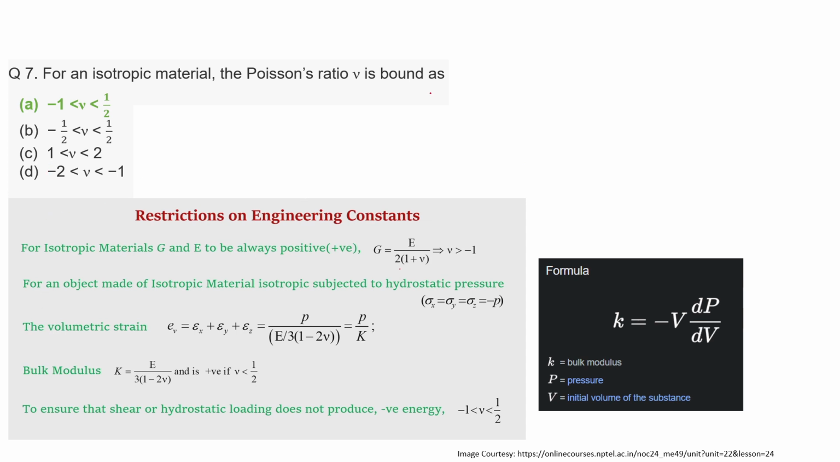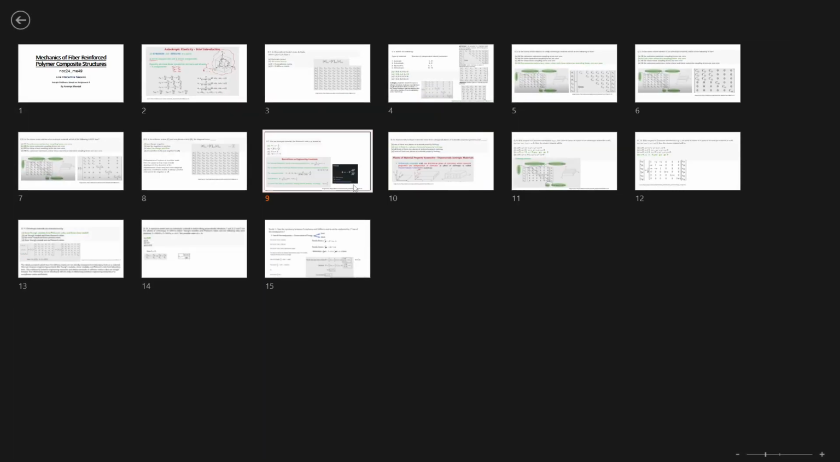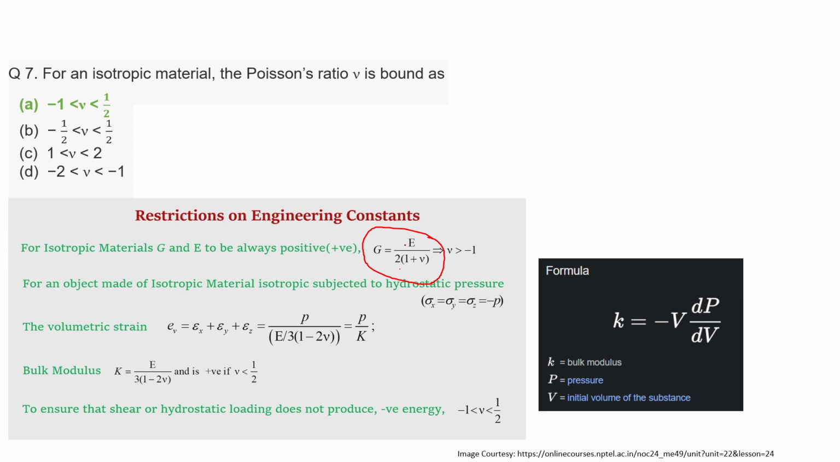So this is one of the slides that is already taught in the class, which shows the restrictions on engineering constants. So what are the restrictions on the Poisson ratio? For an isotropic material, the shear modulus and elastic modulus have to be always positive, and the relation between the shear modulus, Poisson ratio, and the elastic modulus is this. As G and E values have to be always positive, for that the mu value will always be greater than -1. So this is one of the limits of Poisson ratio.